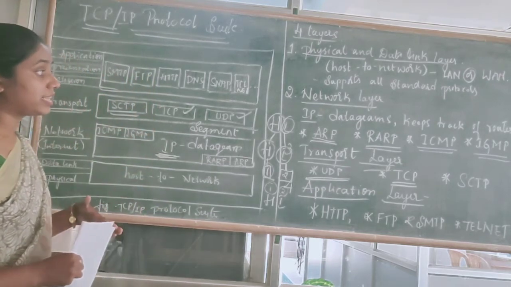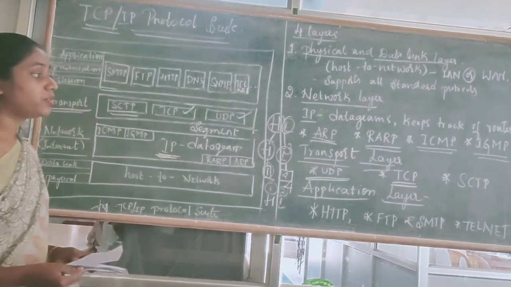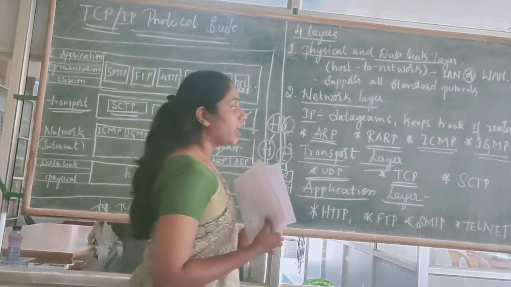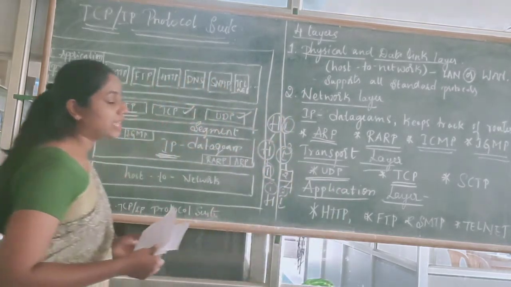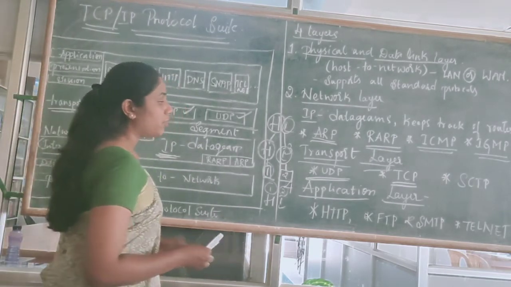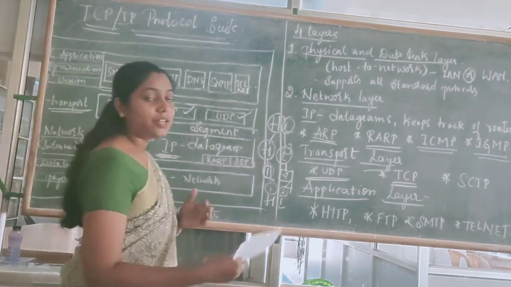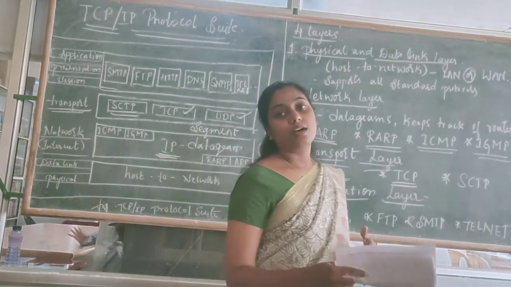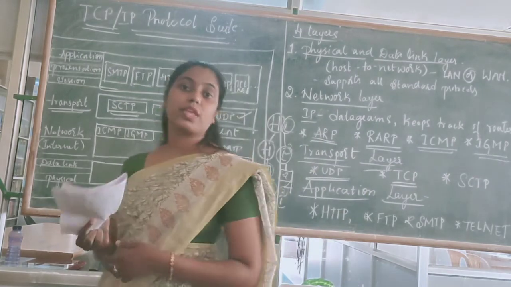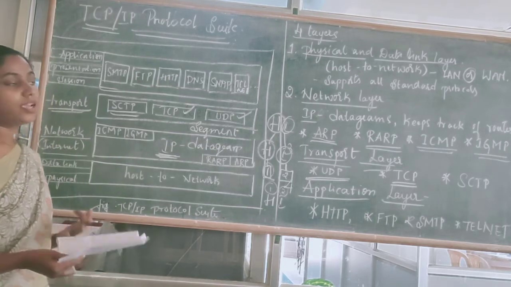The next layer is the transport layer. It supports 3 different protocols: the first one is UDP, then TCP and SCTP. What is UDP? User Datagram Protocol. In UDP, along with the data, a lot of information is sent through the network, such as the checksum, error control information, length of the data, etc.